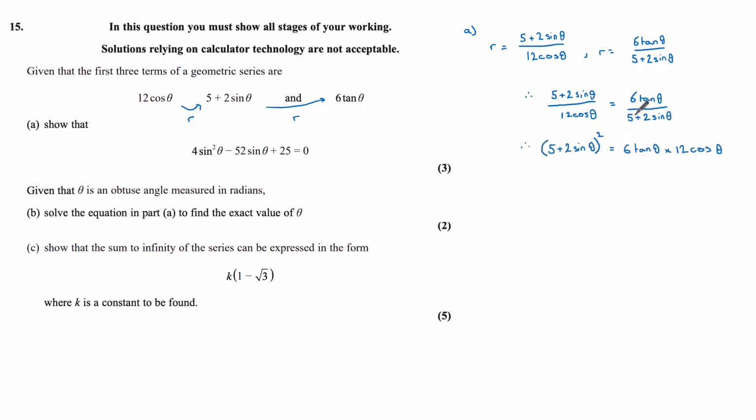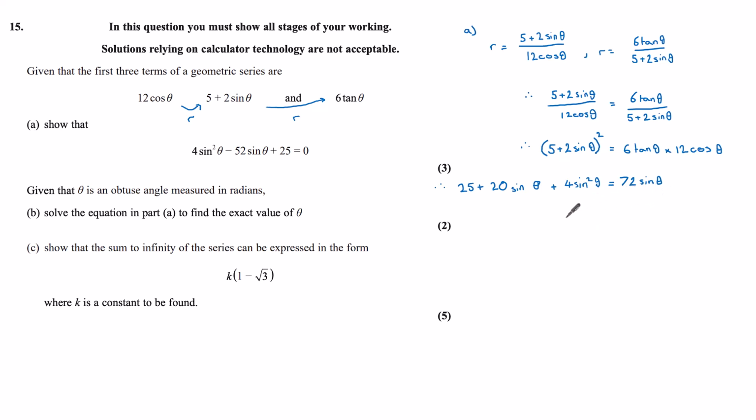Multiplying by the 5 plus 2 sine theta and by the 12 cos theta, on the left hand side I've got 5 plus 2 sine theta all squared, and on the right hand side I've got the 6 tan theta times 12 cos theta. Expanding on the left here, that's 25 plus 20 sine theta plus 4 sine squared theta. And on the right hand side, tan is sine divided by cos. So sine divided by cos times cos leaves me with sine. 6 times 12, 72 sine theta.